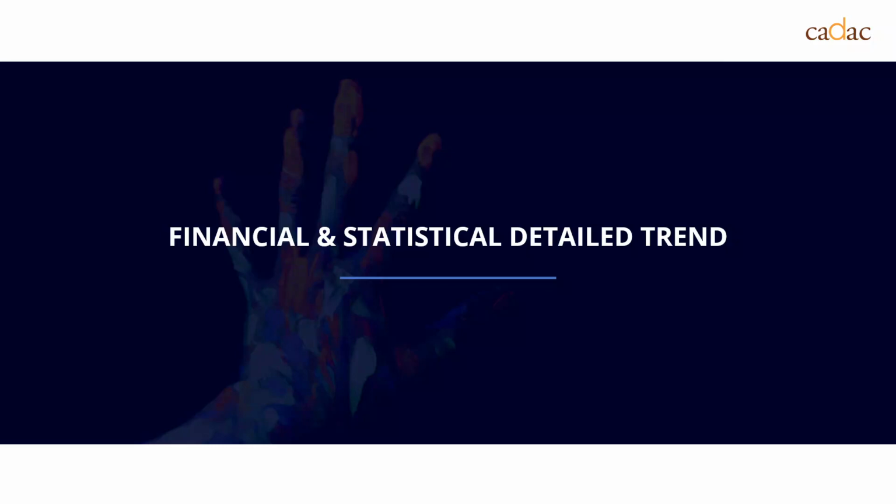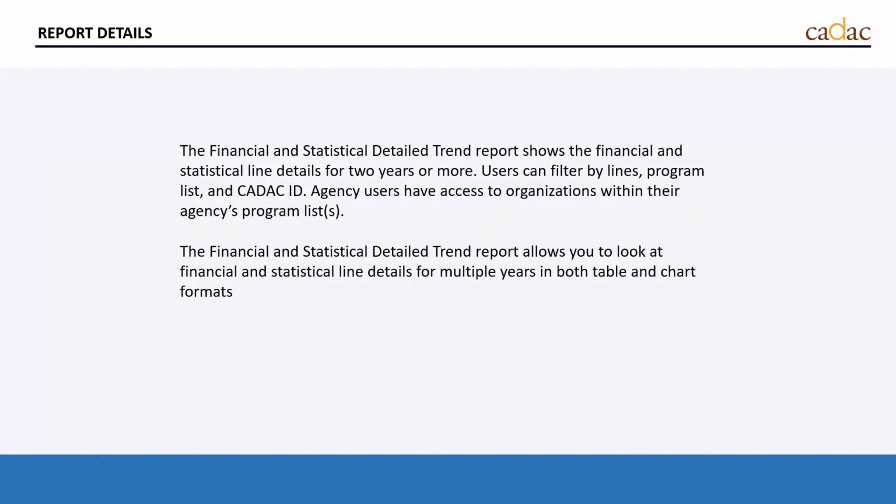We can discuss the financial and statistical detailed trend report. This report shows financial and statistical line details for 2 years or more. Users can filter by line, program list, and CADAC ID. Agency users have access to organization within their agency program lists. The report also allows you to look at the financial and statistical line details in both table and chart form.